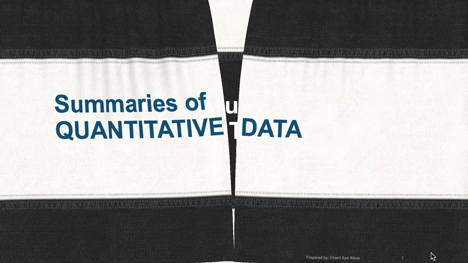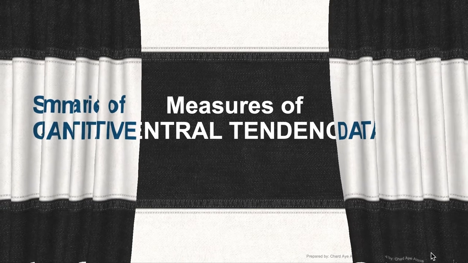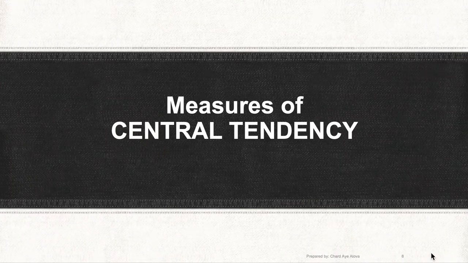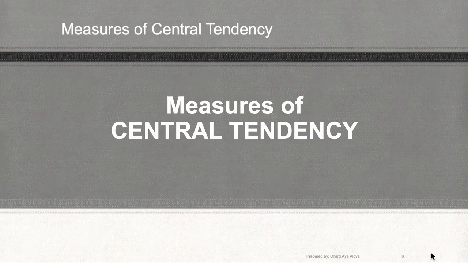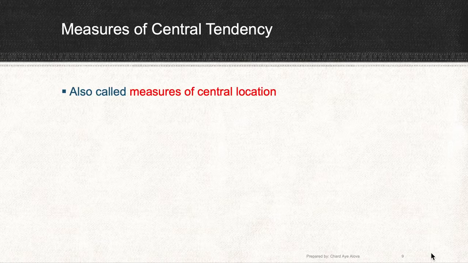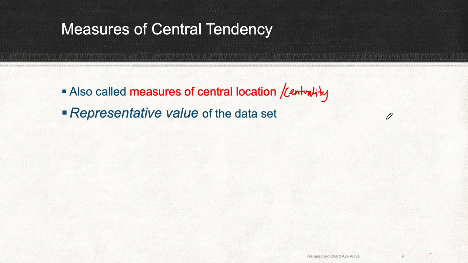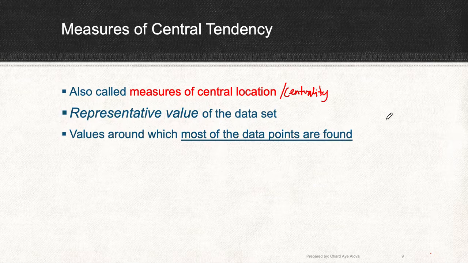These measures are what we call the measures of central tendency. These are the measures that can be a representative value of the data at hand. They are also called measures of central location. Some books call them measures of centrality. They're the same. Like I said, it is the representative value for the data set, the values around which most of the data points are found. That's also the definition for the central tendency. They are also called averages.